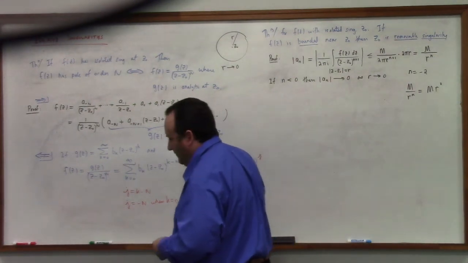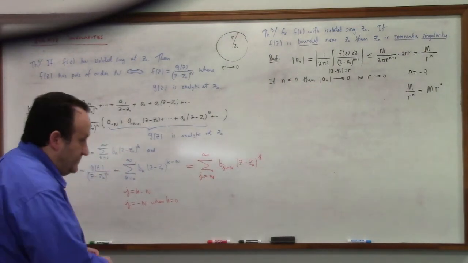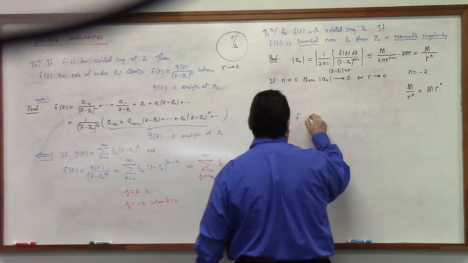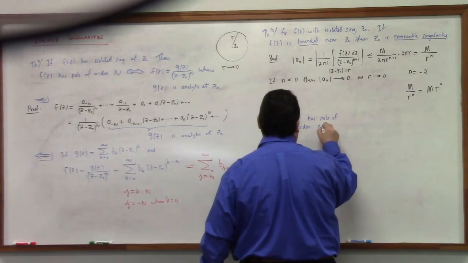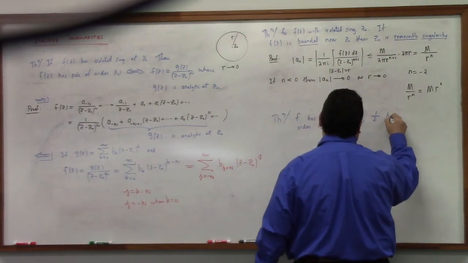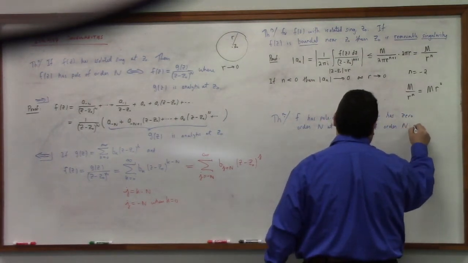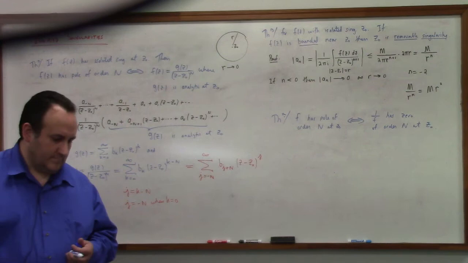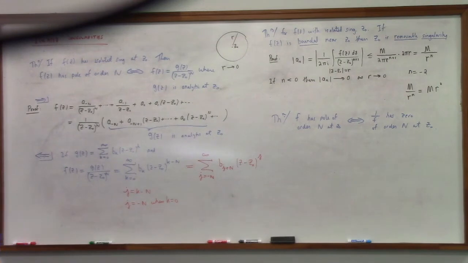There's another very, very related theorem to this about poles of order n. This one is often very useful. Theorem: f has a pole of order n at z naught if and only if 1 over f has a zero of order n at z naught. Well, it's a little bit more than that: 1 over f is analytic at z naught with a zero of order n.